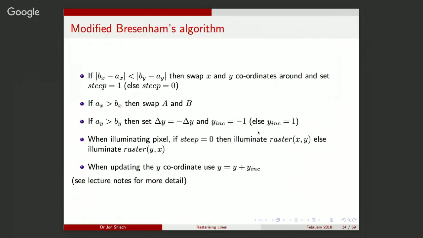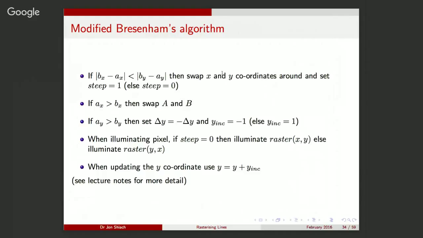Okay, so these are the steps, and this is essentially telling you what you need to do for assignment 10. If the change in the x-coordinate, with the modulus, so that's just taking the positive value, is less than the change in the y-coordinate, we swap x and y around. I'll explain why that is in a minute.